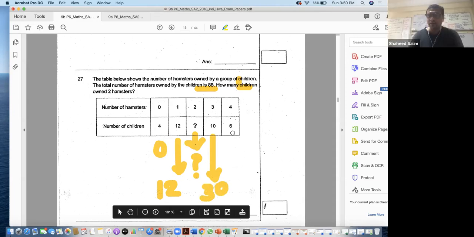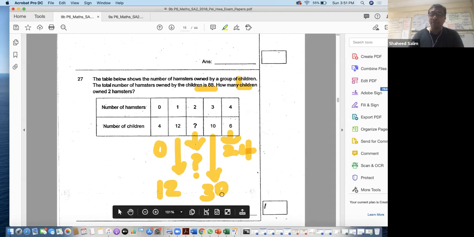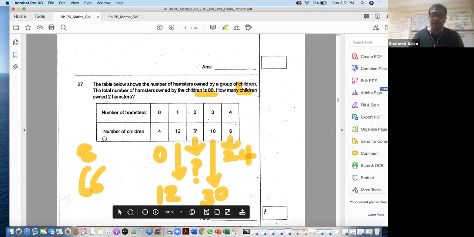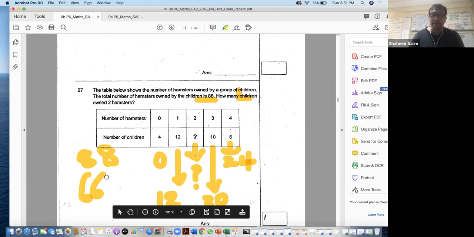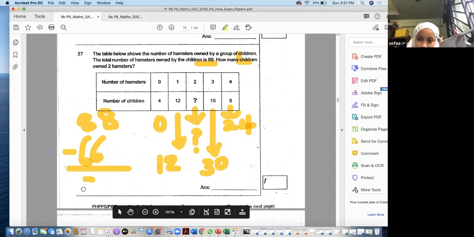And then down here, 6 times 4, 24. Children got 4 hamsters, 24. Okay, so down here, 24. So now we add up all. We take 24 plus 30 is 54. 54 plus 12 is 66. So all together down here, there's 66 hamsters. But they tell us there's a total of 88. So 88 minus 66, I get 22. Oh, down here is 22.